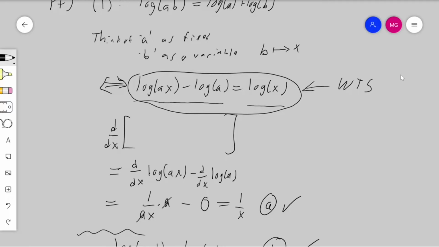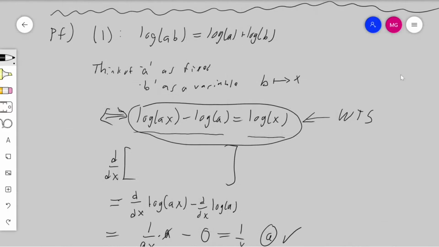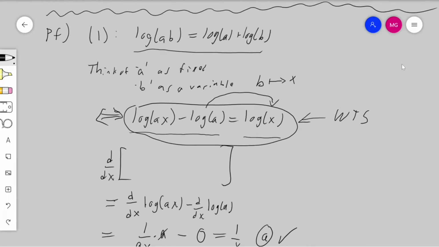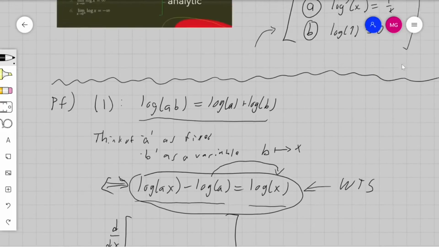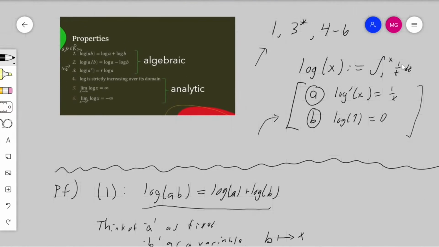So therefore, we've just shown this, and so then just rearranging, if we put the log of a back on the other side, and we replace x with b again, just so that we could get back to the initial notation, we do indeed find that this property above is true, that log of ab equals log of a plus log of b.